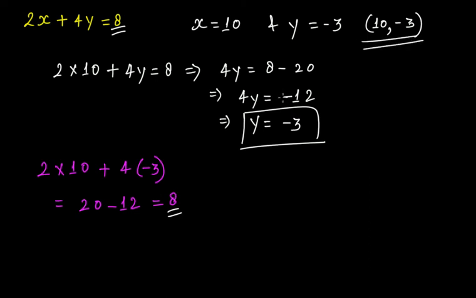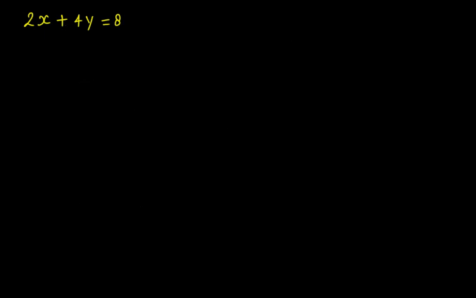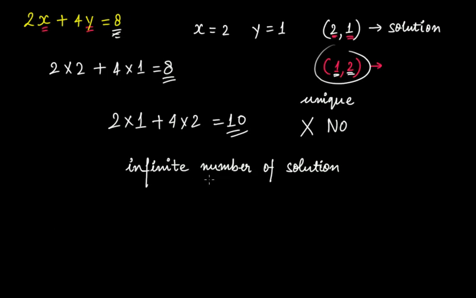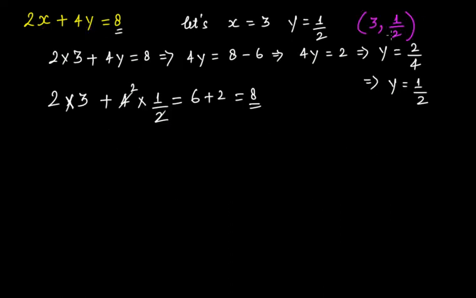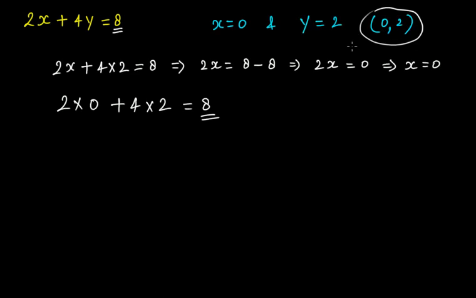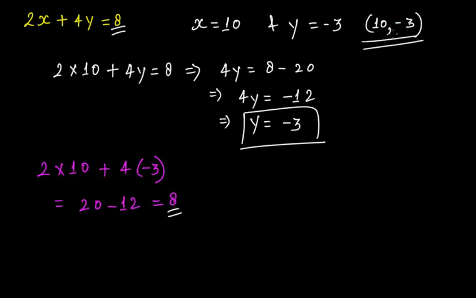Likewise, you can calculate n numbers of solutions for this particular linear equation in two variables. That's why we said that a linear equation in two variables has infinite numbers of solutions. So here it was (2, 1), then (3, 1/2), then (0, 2), then (10, -3).